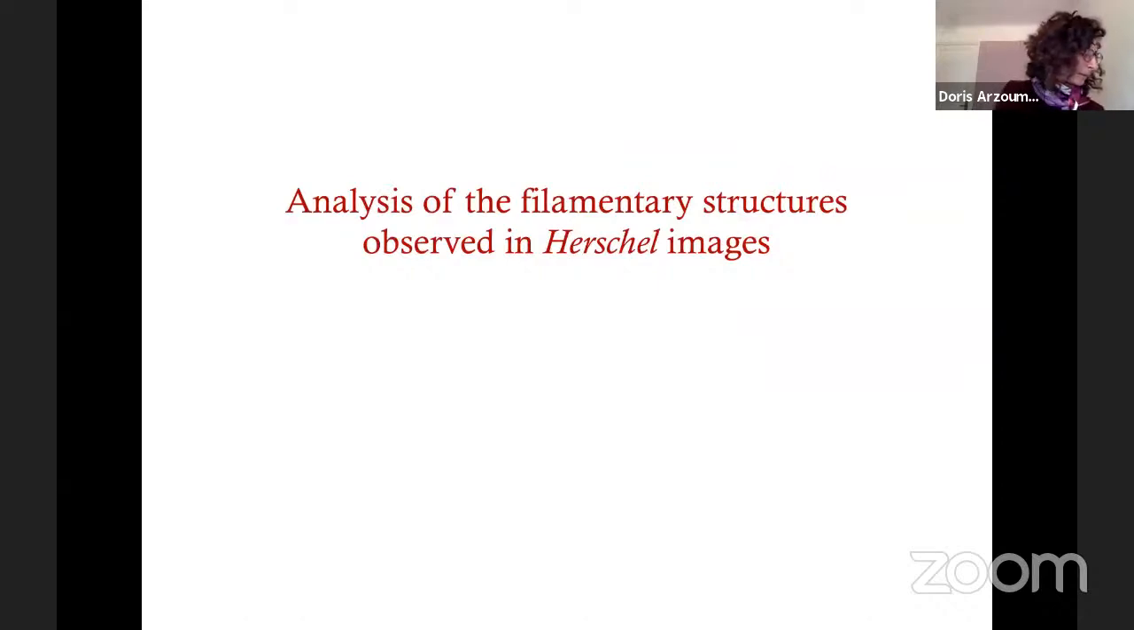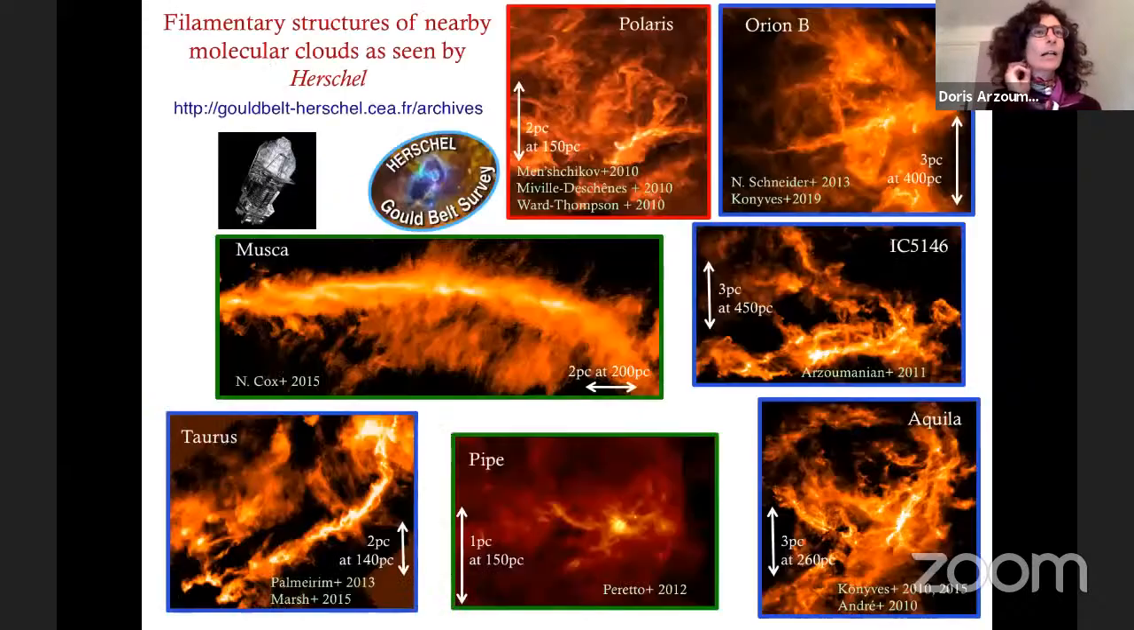interstellar radiation field is shielded, and inside the filament, the medium is cold. And so now what we can do is to try to analyze the filamentary structure that we see in these images. Here I show some of the images observed by Herschel within the Herschel Gould Belt survey. There are different filamentary molecular clouds, which have different star formation activity. Some of them are forming a lot of stars, like in Orion, for instance, or Aquila, and other regions, like Pipe and Polaris, the star formation activity is lower, but they are all filamentary.